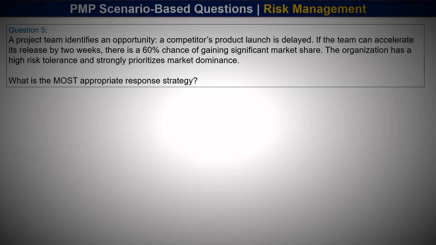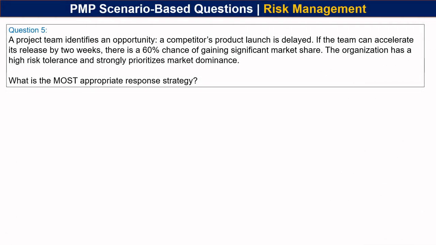Question 5. A project team identifies an opportunity. A competitor's product launch is delayed. If the team can accelerate its release by 2 weeks, there is a 60% chance of gaining significant market share. The organization has a high risk tolerance and strongly prioritizes market dominance. What is the most appropriate response strategy?